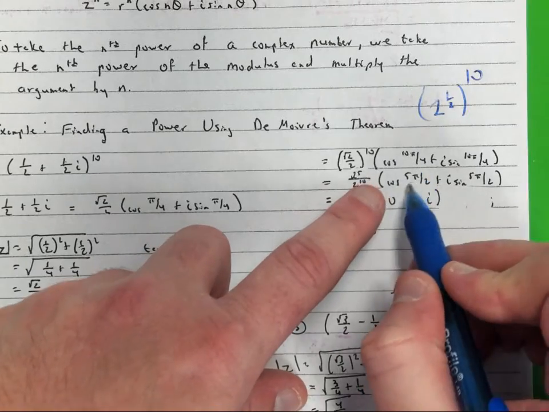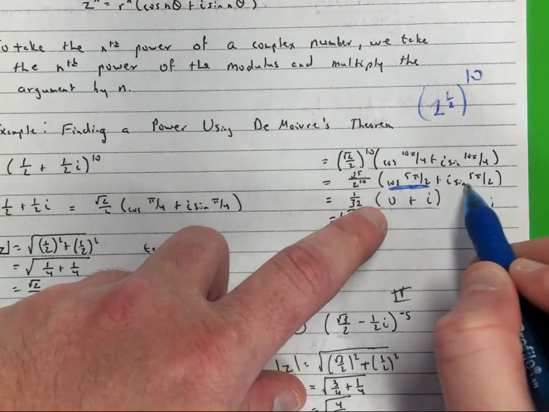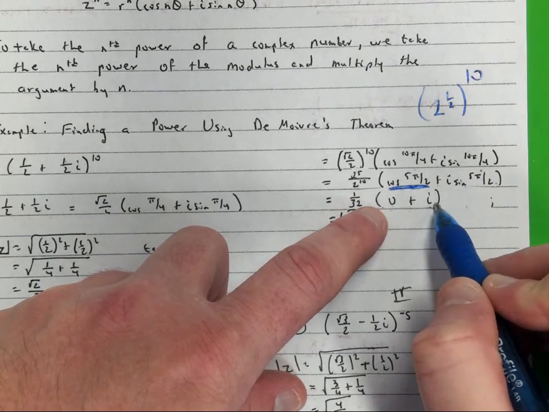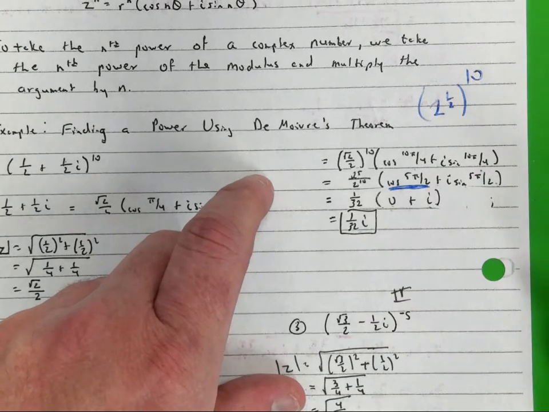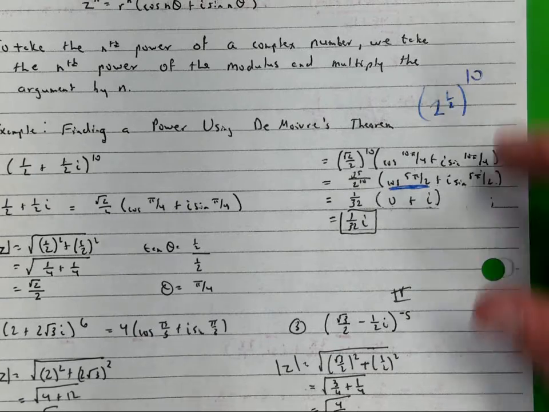But once you do all that, you have to evaluate this. Cosine of 5 pi over 2 is 0. Sine of 5 pi over 2 is 1, so i. So I got 0 plus i, which is i. i times that is 1 over 32. So this is just like a model for you. But we're about to take it slow, okay? So this is the one we're about to do.